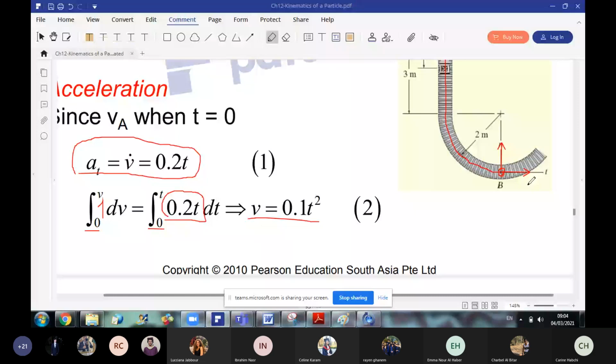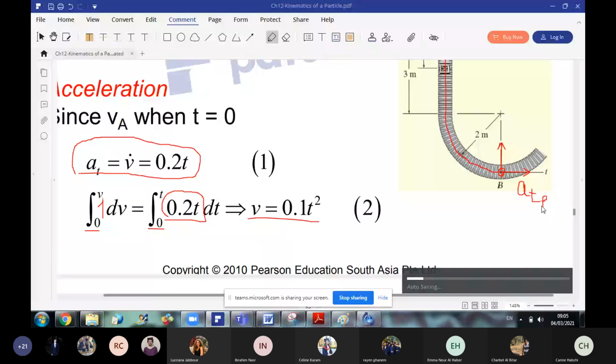So I want first to find the tangential acceleration at B. From here, I need to find the value of t_B. Who will tell me? How can I find the time needed to reach B?